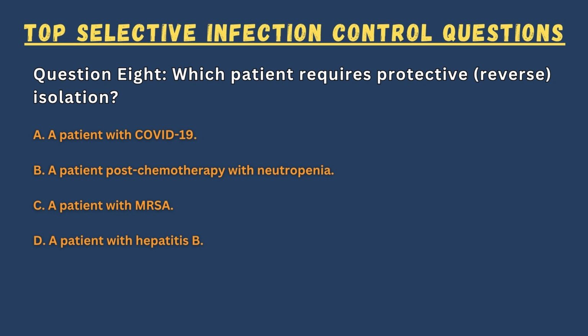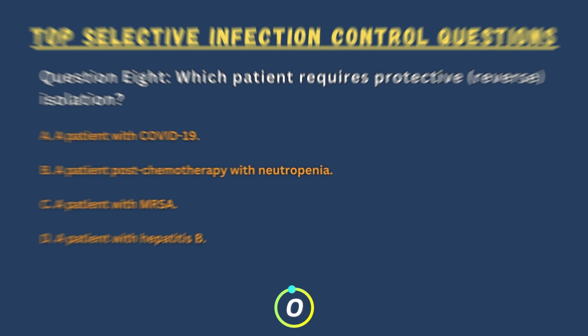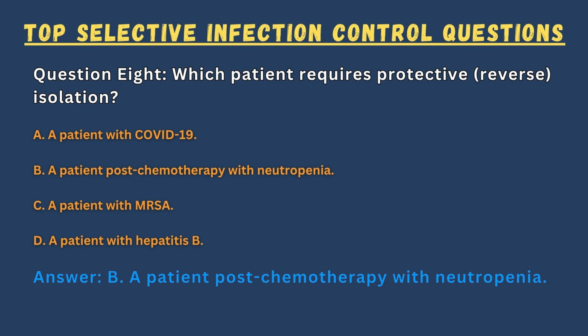Question 8. Which patient requires protective reverse isolation? A. A patient with COVID-19. B. A patient post-chemotherapy with neutropenia. C. A patient with MRSA. D. A patient with hepatitis B. Answer. B. A patient post-chemotherapy with neutropenia.